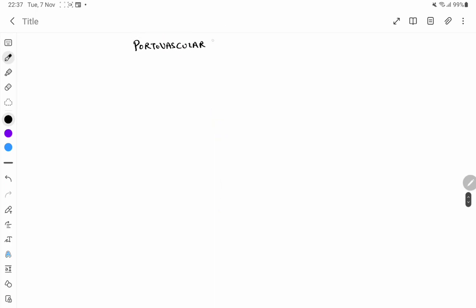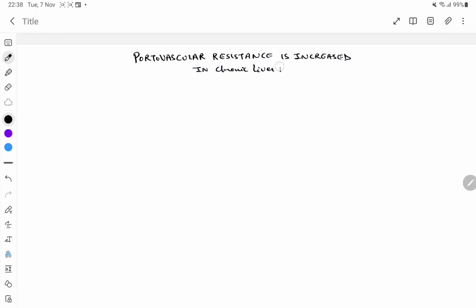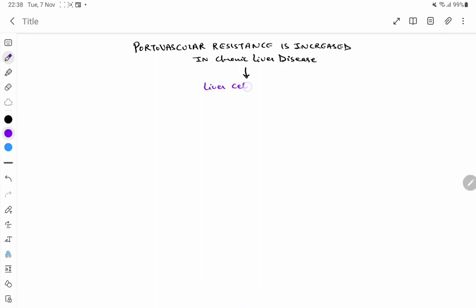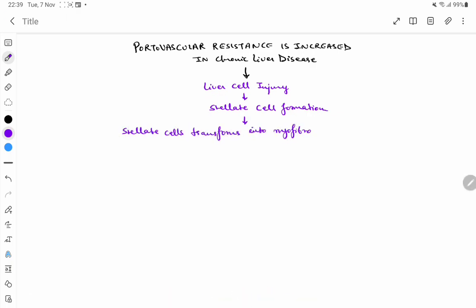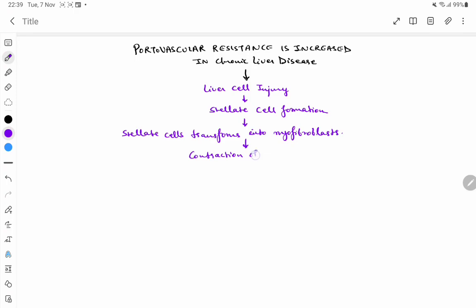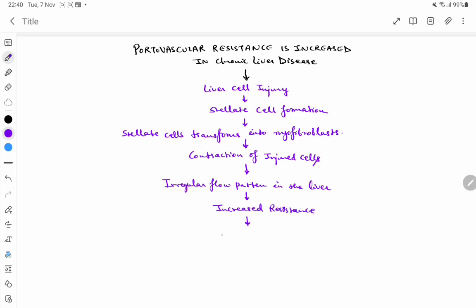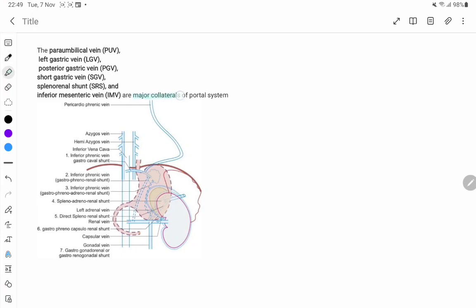Portal vascular resistance is increased. Understanding this in chronic liver diseases: what happens? Liver cell injury leads to stellate cell activation, and these stellate cells transform into myofibroblasts, which leads to contraction of the injured cells and an irregular flow pattern in the liver, causing increased resistance and thus ultimately leading to portal hypertension.